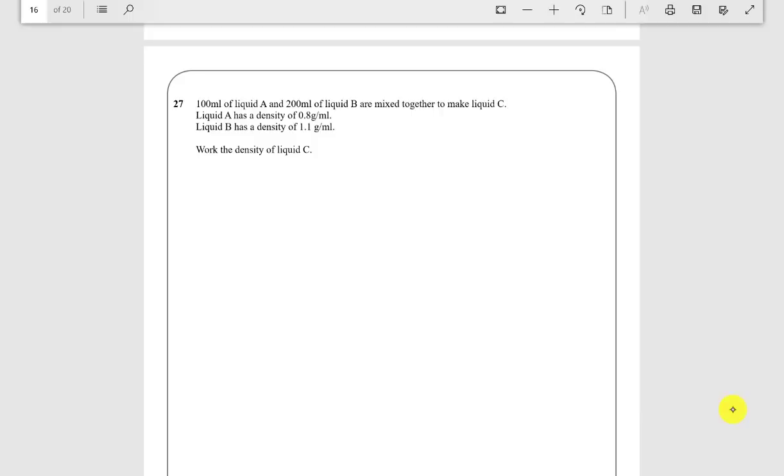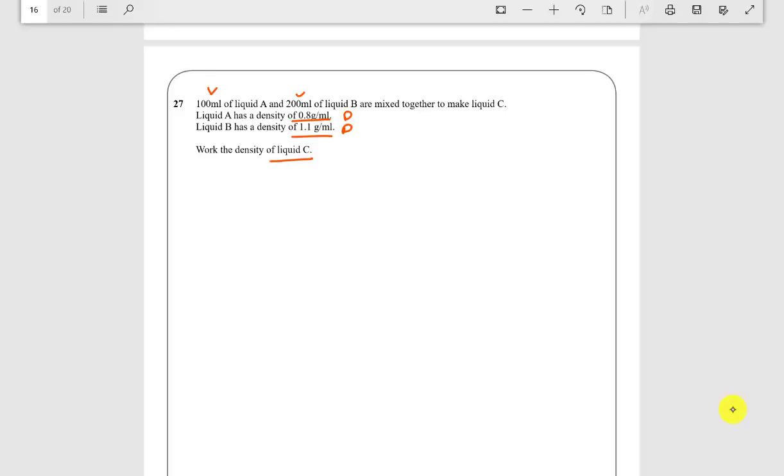Question number 27. 100 ml of liquid A and 200 ml of liquid B are mixed together to make liquid C. Liquid A has a density of 0.8 grams per ml, and liquid B has a density of 1.1 grams per ml. Work out the density of liquid C. Now, because it's involving density, mass, and volume, we've got the volume here, so 100 ml. Let's label these volume, and these are density, and we need to work out the density of liquid C.